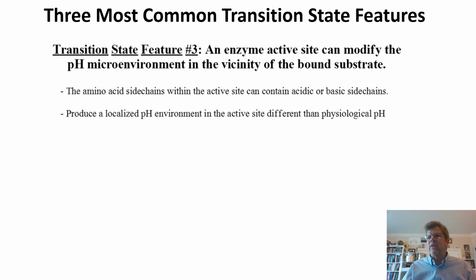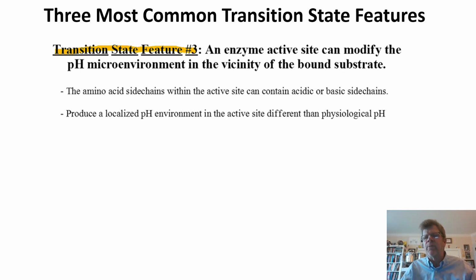Now, obviously, inside the cell or in the bloodstream or anything like that, we can't just acidify the entire surroundings. The cell would die, the bloodstream would become acidified, the organism would die. So what enzymes can do in this third transition state feature is modify the pH environment, we call it a microenvironment, just within the active site. Not all around, but just within the active site.